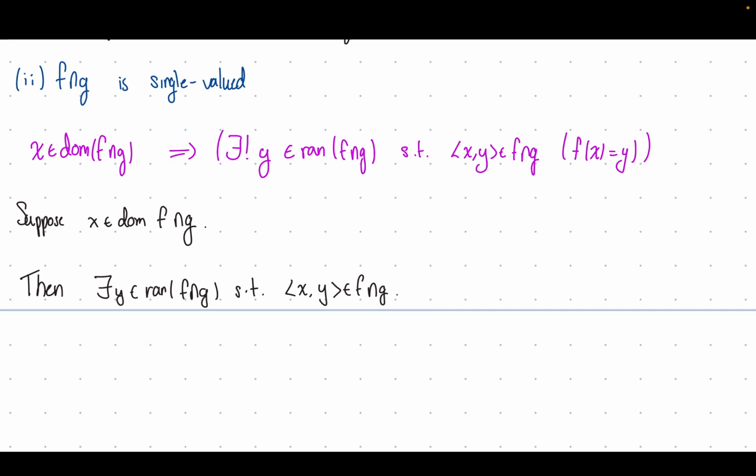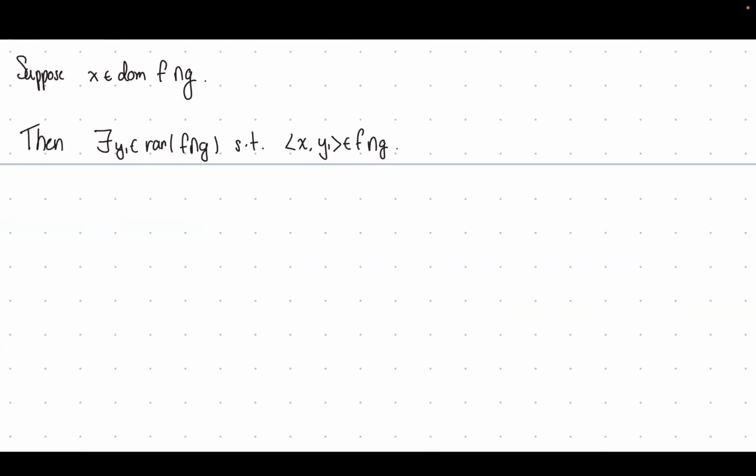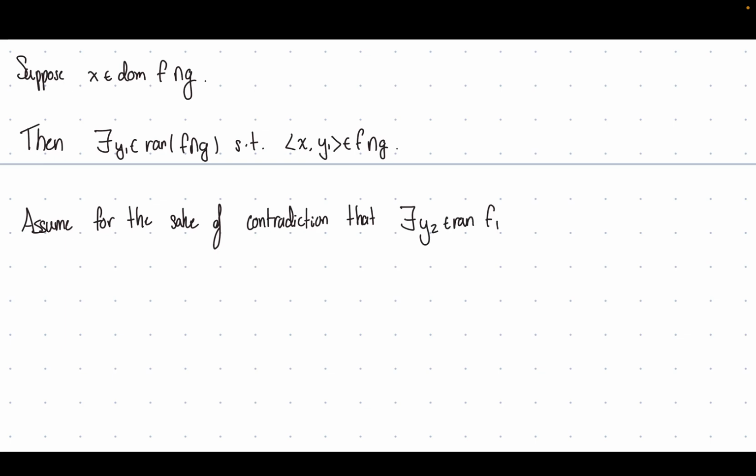Right? Now, what do we want to show? We want to show that this y is unique. So let me rename this variable to y1. And now let's assume, for the sake of contradiction, that there exists y2 in the range of f intersect g such that x comma y2 is in f intersect g. Okay, so how do we go about showing that y1 is equal to y2? This is our new goal. We're going to show that if you pick a supposedly different y, then it's still going to be the same y. That's how you show something is single valued.